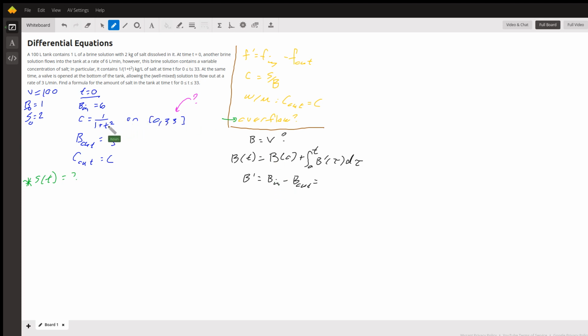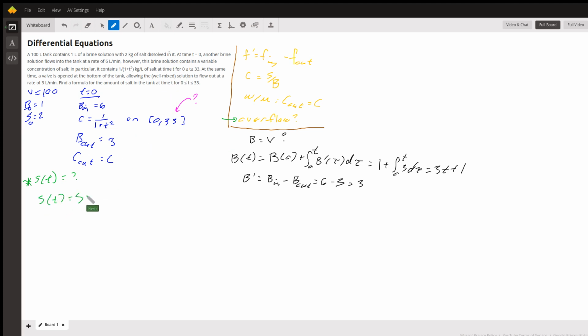So B in they gave us is 6, B out they gave us is 3, so this is 6 minus 3, which is 3. So we plug that in. B0, what do they give us, is 1, plus the integral of just 3. And we plug that in, and we get 3t plus 1. So if you solve that, just set that equal to the 100, you get 33, so that's why that's there. Okay, so that's fine. Now, we'll just go ahead and calculate the S here.